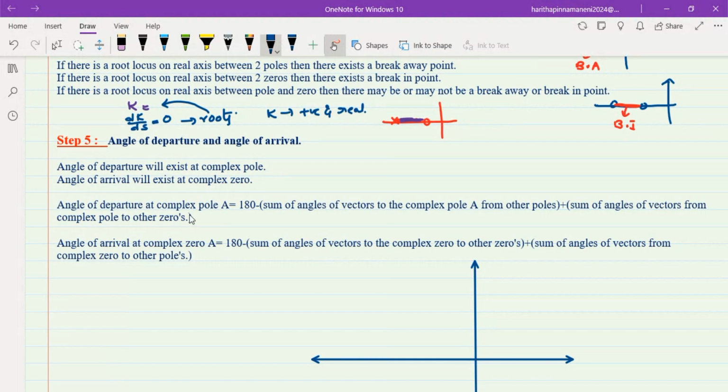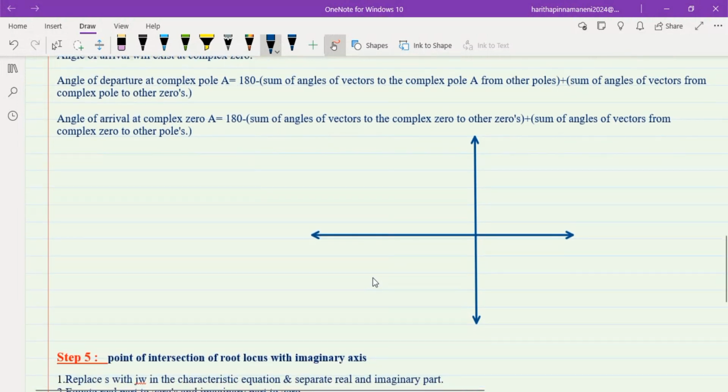To find out the angle of departure at complex pole A, the formula is 180 minus sum of angles of vectors to the complex pole A from other poles plus sum of angles of vectors from complex pole to other zeros. So let's see how to find out this angle of departure.